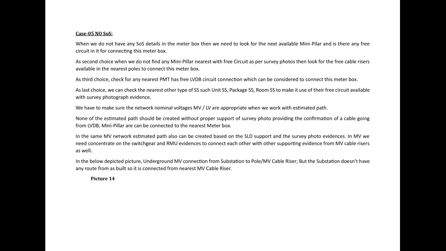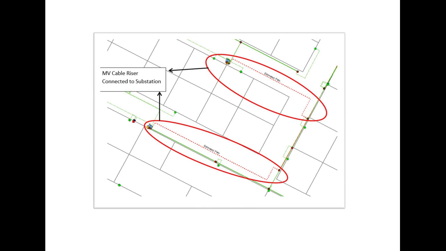With survey photograph evidence, we have to make sure the network nominal voltages MV/LV are appropriate when we work with the estimated path. None of the estimated paths should be created without proper support of a survey photo providing confirmation that a cable going from the LVDB or mini pillar can be connected to the nearest meter box. In the same MV network, an estimated path can also be created based on the SLD support and the survey photo evidence. In MV we need to concentrate on the switchgear and RMU evidence to connect each other, along with other supporting evidence from MV cable risers as well.